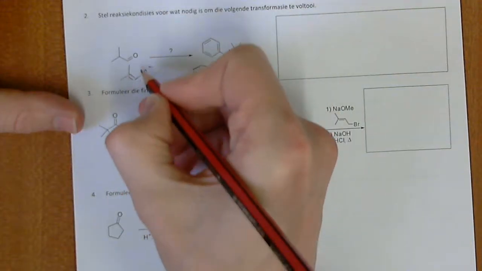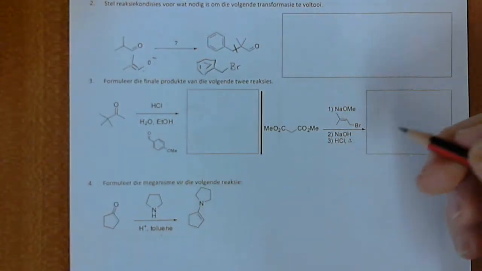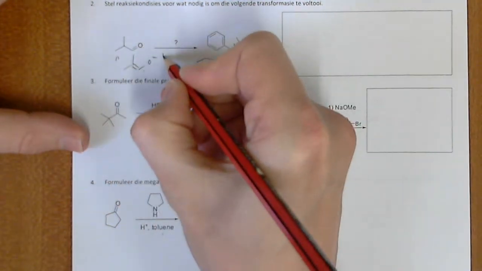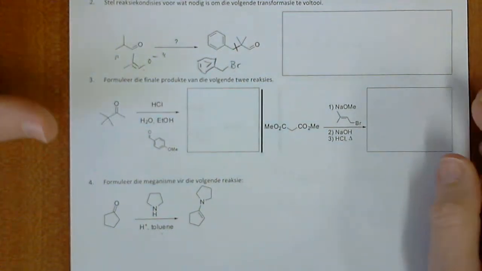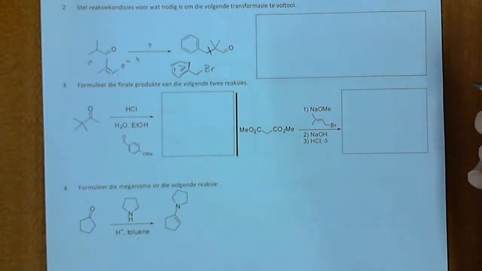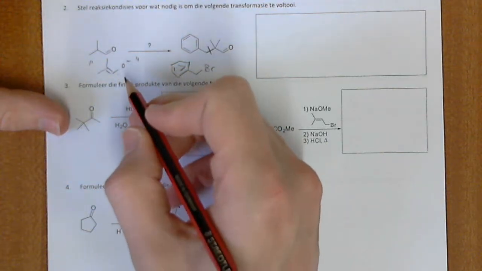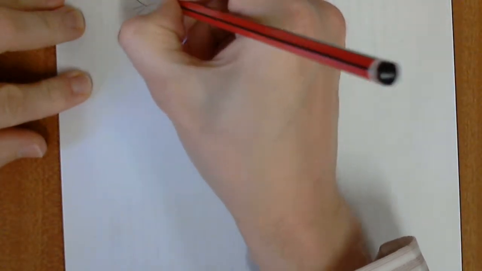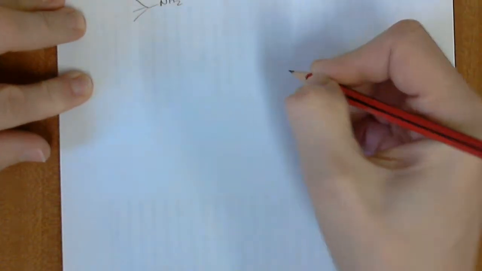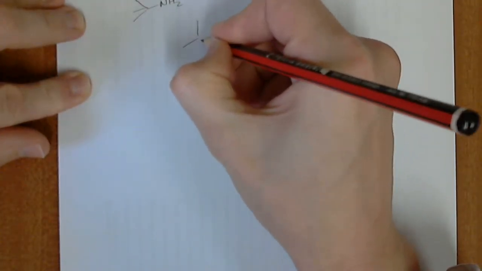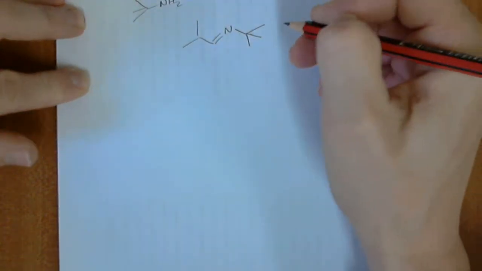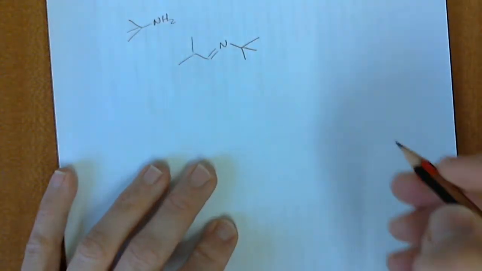Unfortunately, if we form this, it's going to self-condense. And so we have to come up with another method in order to get this to react with that, because we can't do that. There are a couple of ways that would have worked. My preferred method would have been via the aza enolate. In other words, we would have first reacted with a sterically hindered secondary amine, which would have formed the imine, and we should be able to do the mechanism of that.